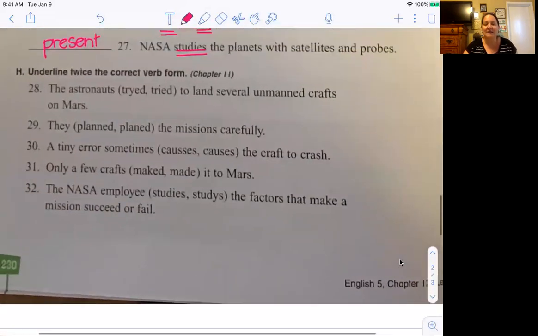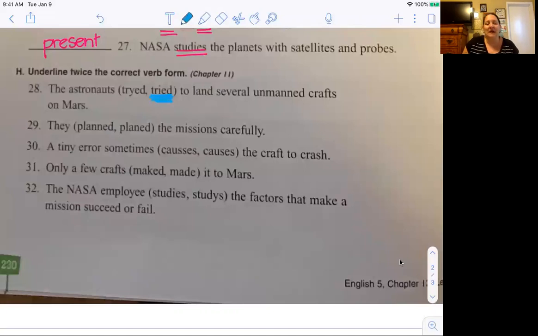Okay, let's do this last section together. Underline twice the correct verb form. Number 28, the astronauts tried to land several unmanned crafts on Mars. Which tried would we use? Change the Y to an I and add ED. So we're going to use tried, T-R-I-E-D.